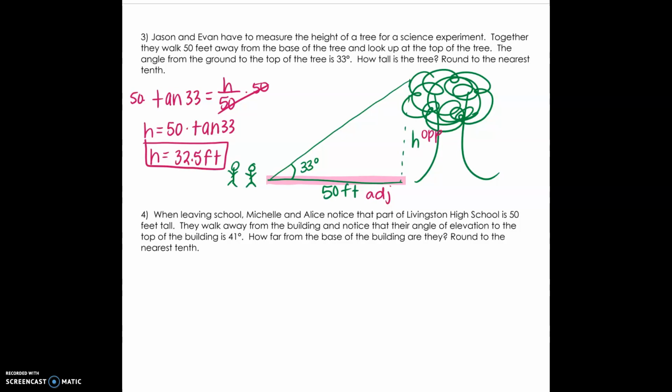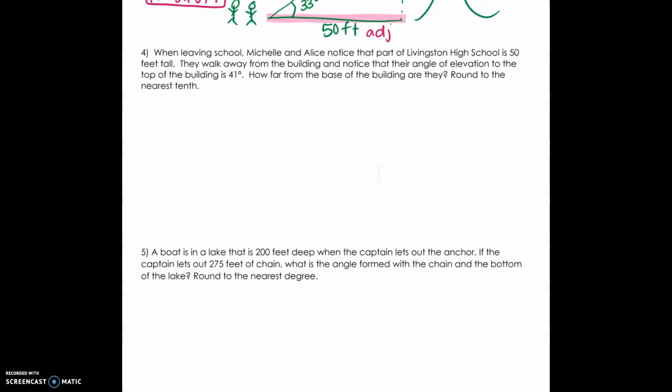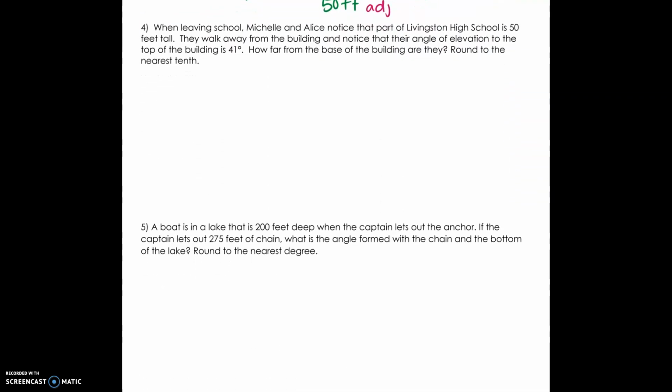All right, for numbers 4 through 5, I will help you set up the problem, and then you will have to solve on your own. So for number 4, when leaving school, Michelle and Alice notice that part of Livingston High School is 50 feet tall. They walk away from the building and notice that their angle of elevation to the top of the building is 41 degrees. How far from the base of the building are they? Round to the nearest tenth.